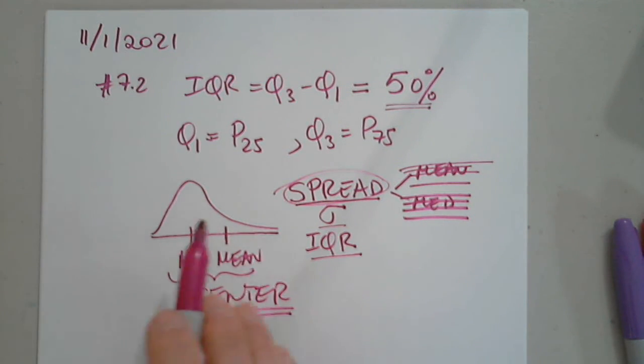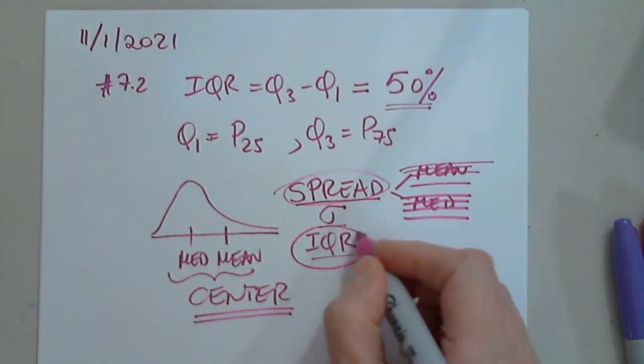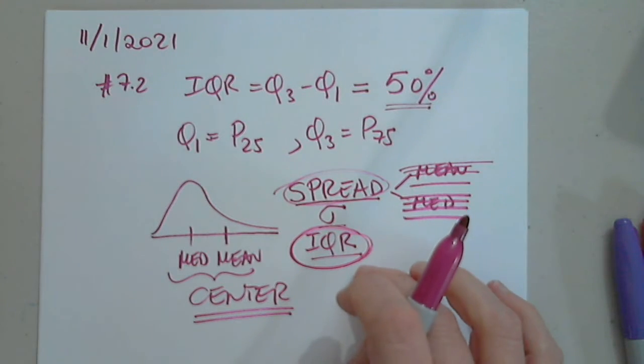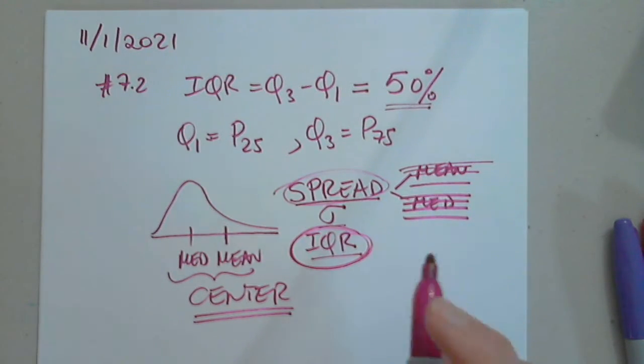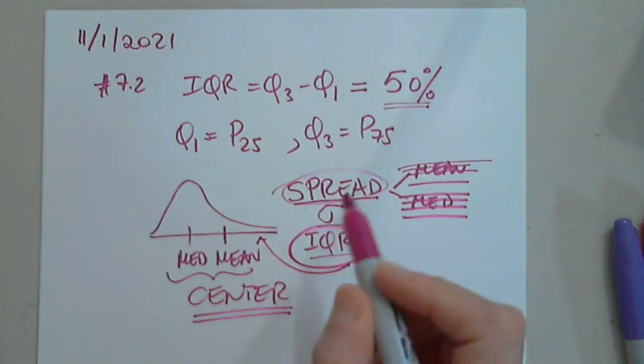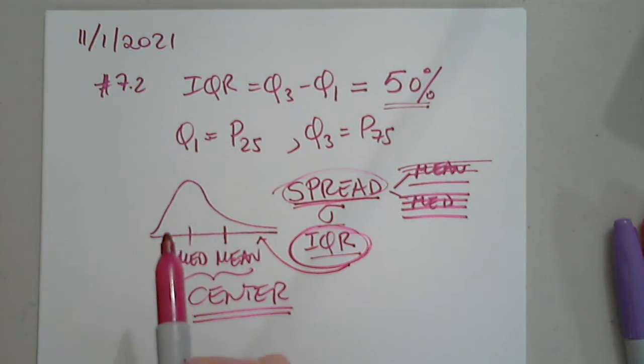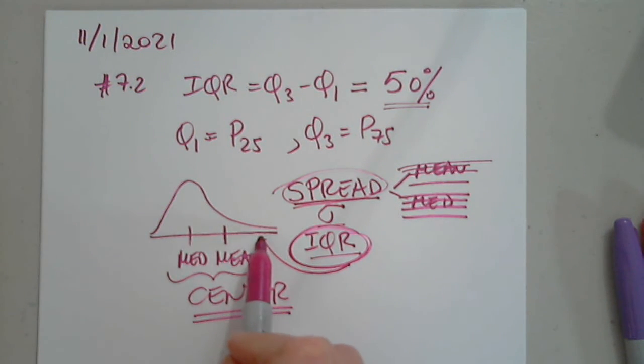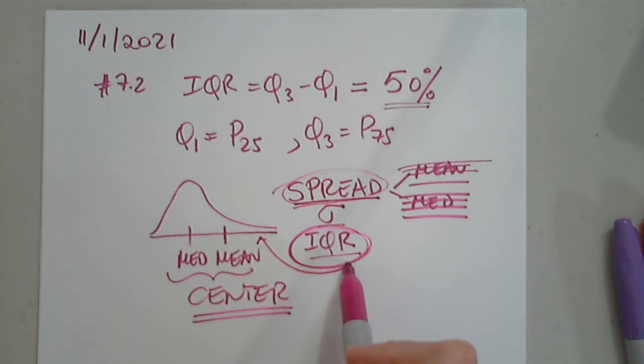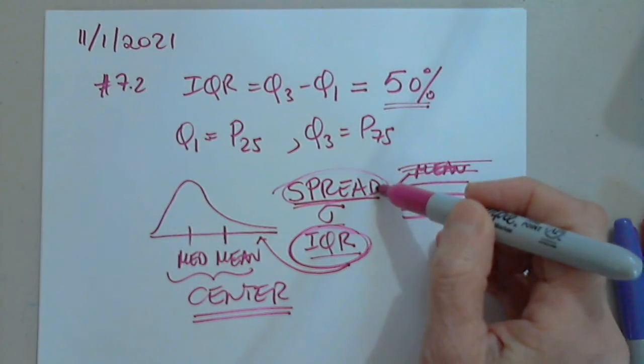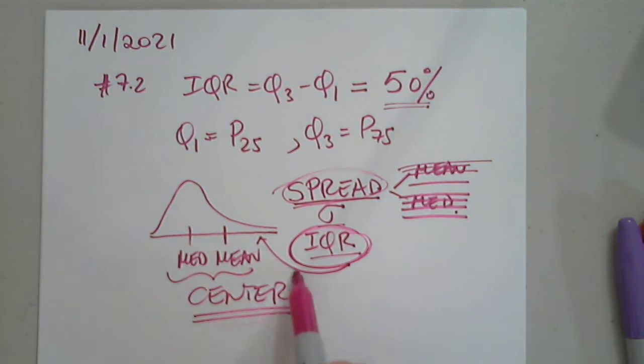If it's skewed, either right or left, we use IQR. If you go back to your notes or my notes that I posted, this is the measure of spread for a skewed distribution, IQR. So please don't say that the spread is the mean or the median. No, these are measures of the center of the data.